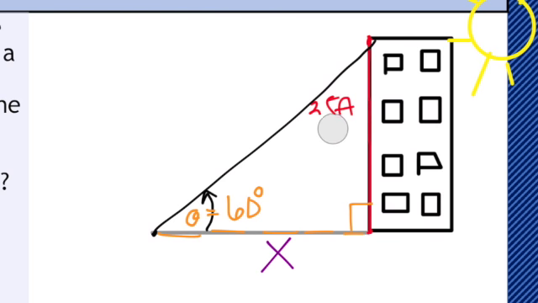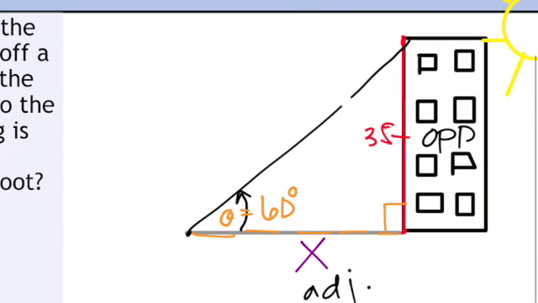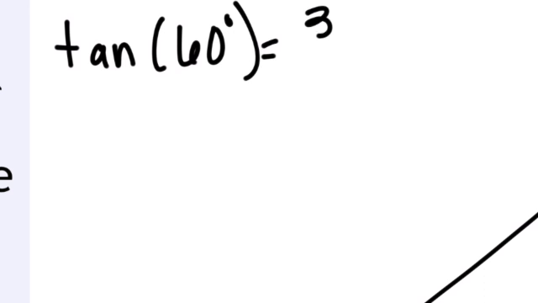Now I know the height of the building is 35, so this height right here is 35. Now we have to solve this. Let's use a trig function. Think about what two values you have. This is your opposite side, and this is your adjacent side. So we're going to use tangent. Tangent uses the opposite over the adjacent. So tangent of 60 degrees is equal to the opposite side divided by the adjacent side.